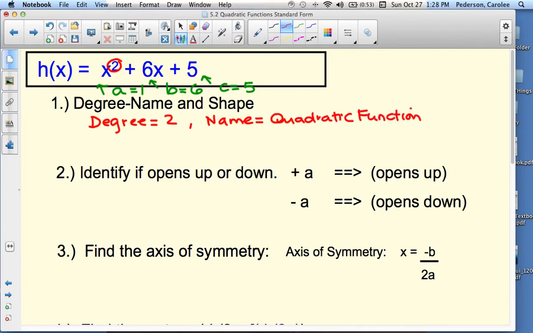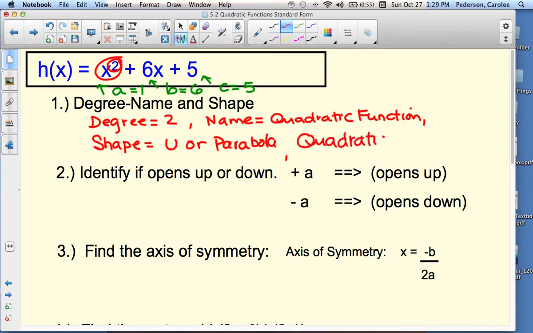The shape of every quadratic function is going to look like a U, or you can say a parabola. And then the name of this polynomial is a quadratic, and there's 3 terms, 1, 2, 3, so we call it a trinomial. So that's just some general information about this polynomial.